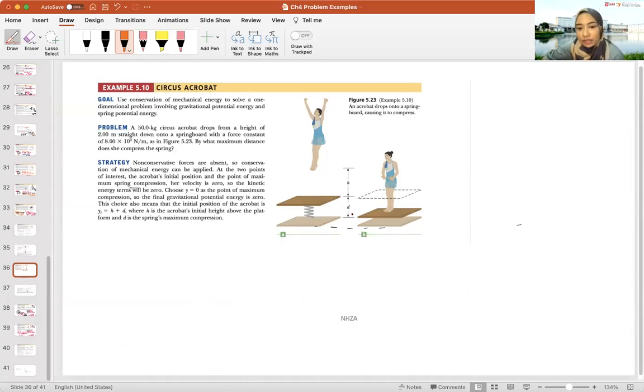Okay, so this is our example. Sabar, saya tak baca chat lagi. Jangan cakap saya ignore pula. Saya nak cerita ni. Cerita pasal spring.